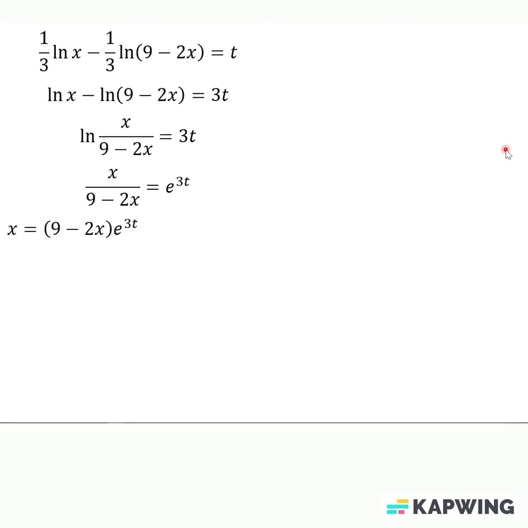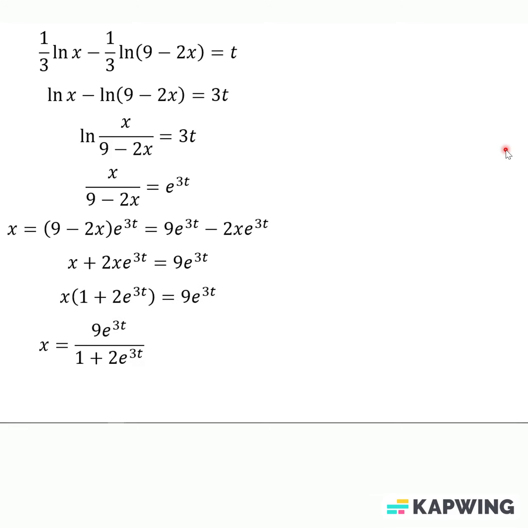I want it to say x equals, so I'll multiply by that bracket, expand it out, and then get the x term on one side, and everything else on the other. Factor the x out, and divide, and I get that. And it wanted it in that other form where it just had one term with the e. So I divided the top and bottom by e to the 3t. I get what they asked for.